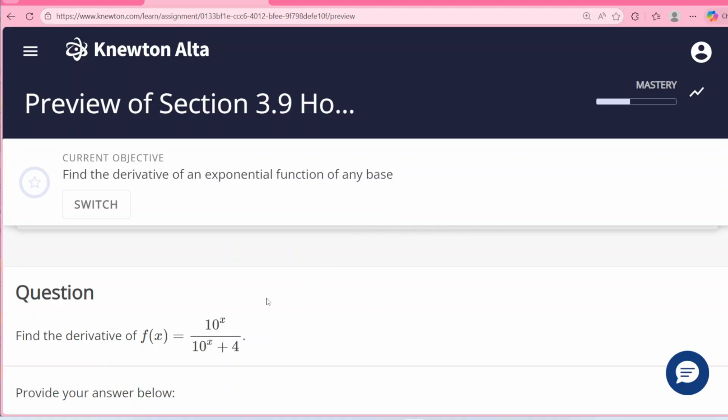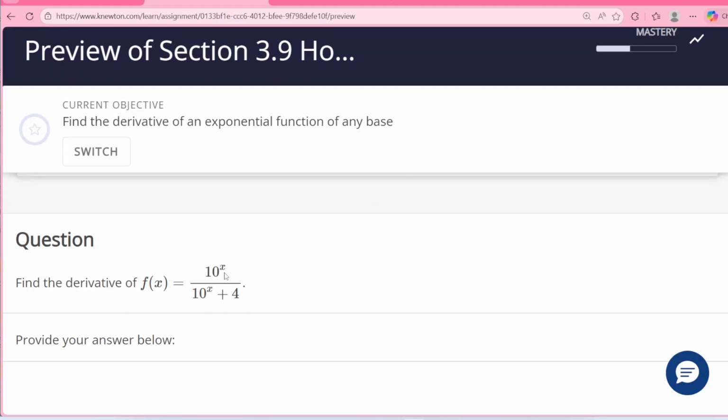All right, so now we have exponentials with bases. These are some base 10 ones. And this is one where I kind of have to use the quotient rule. Now I could turn this into times the quantity 10 to the x plus 4 and then raise that to the -1, turn it into a product rule thing, but I will just leave it this way and do a quotient rule.